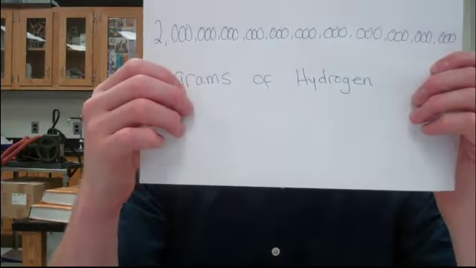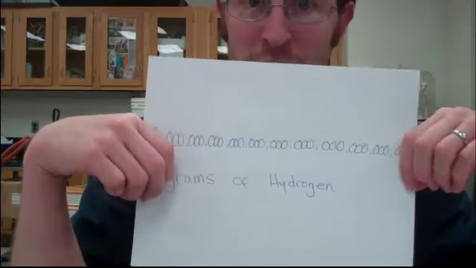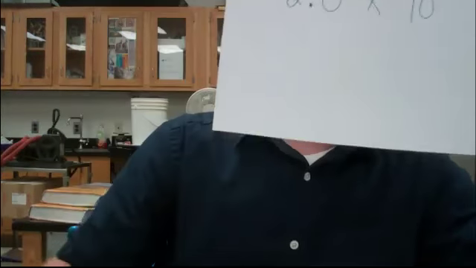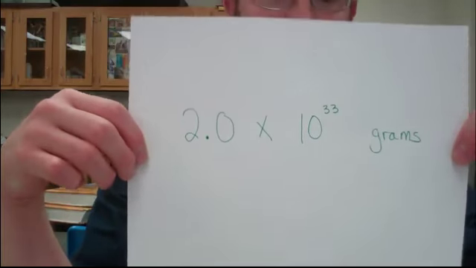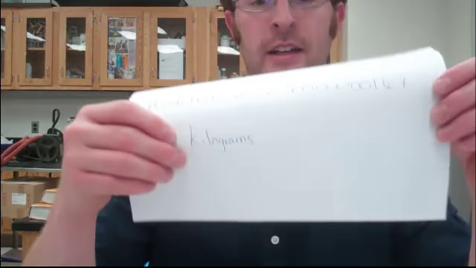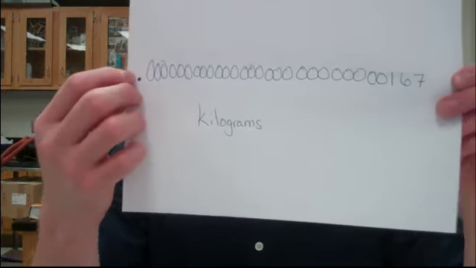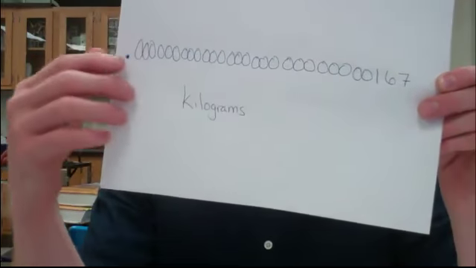Here's the number, the grams of hydrogen in our star. Right? You could take my word for it. There are 33 zeros after that too. So we'd write it as 2.0 times 10 to the 33rd grams. Okay? And here's the mass of 1 gram. Now there's 27 zeros in between the decimal and the 1. So I could rewrite this.